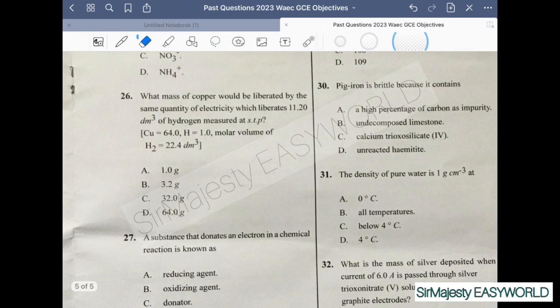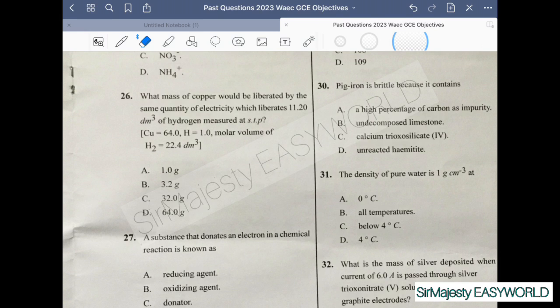Question 26 says, what mass of copper would be liberated by the same quantity of electricity which liberates 11.20 dm³ of hydrogen measured at STP? This is still relating to the second law. They run away from the first law this time around. They don't usually ask the second law, but this time around, I think they started asking it.